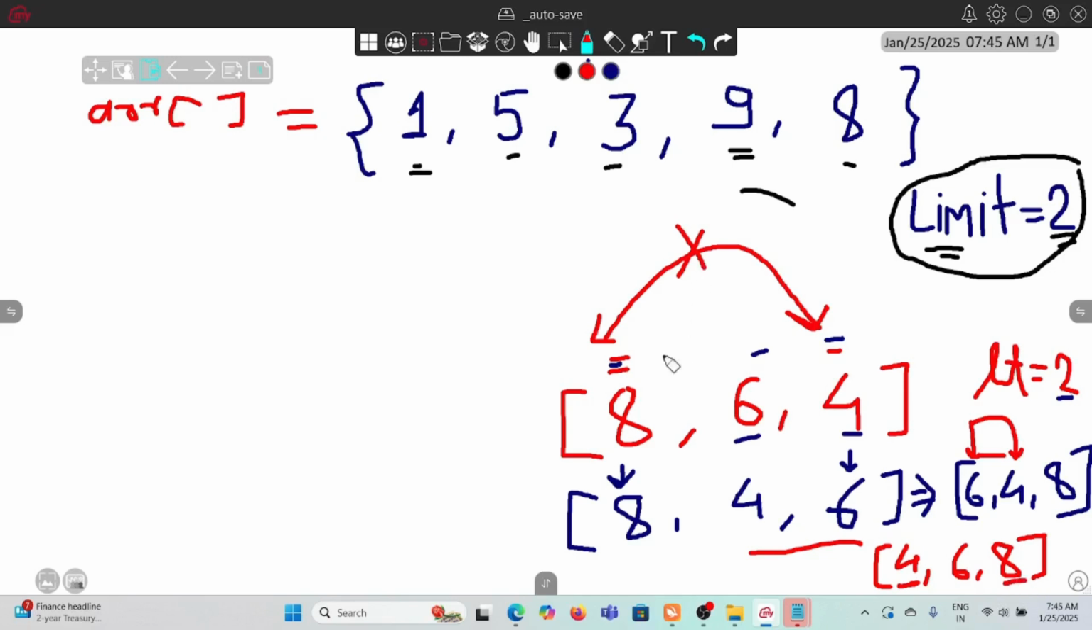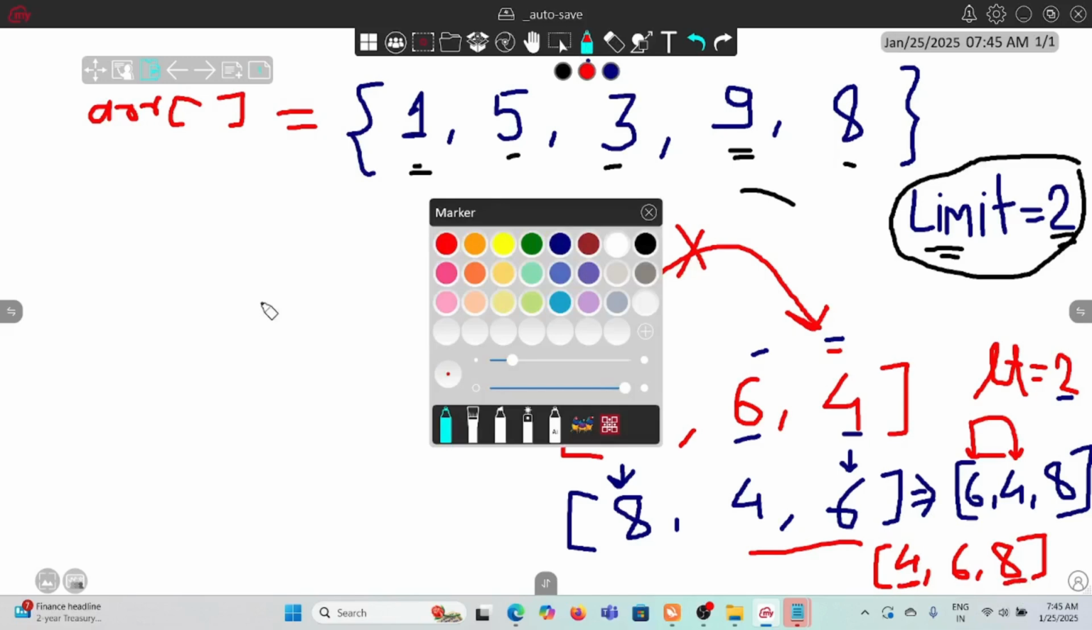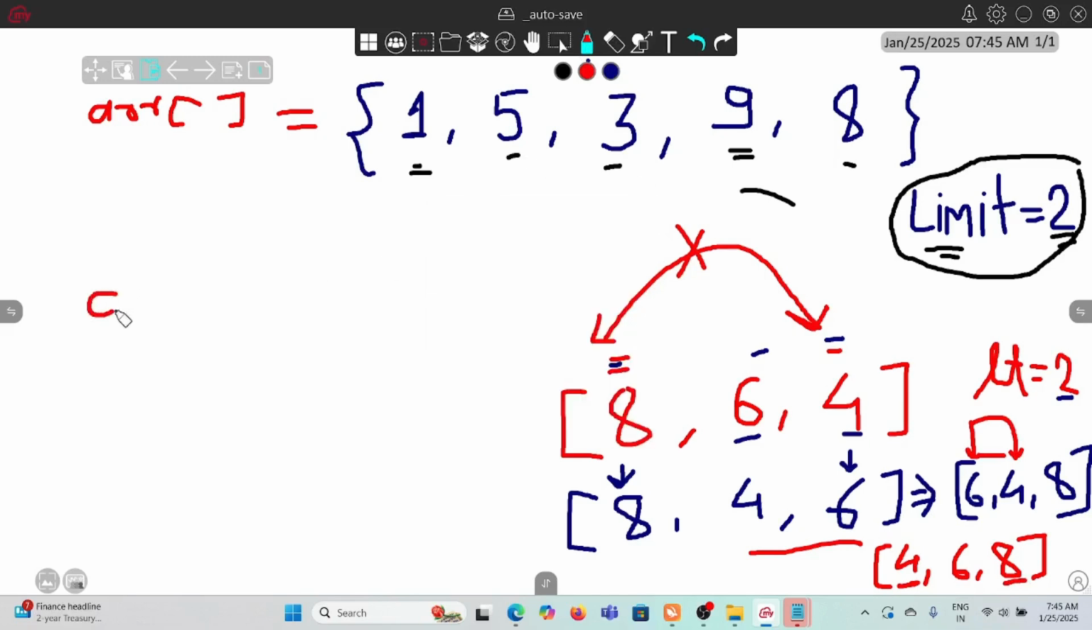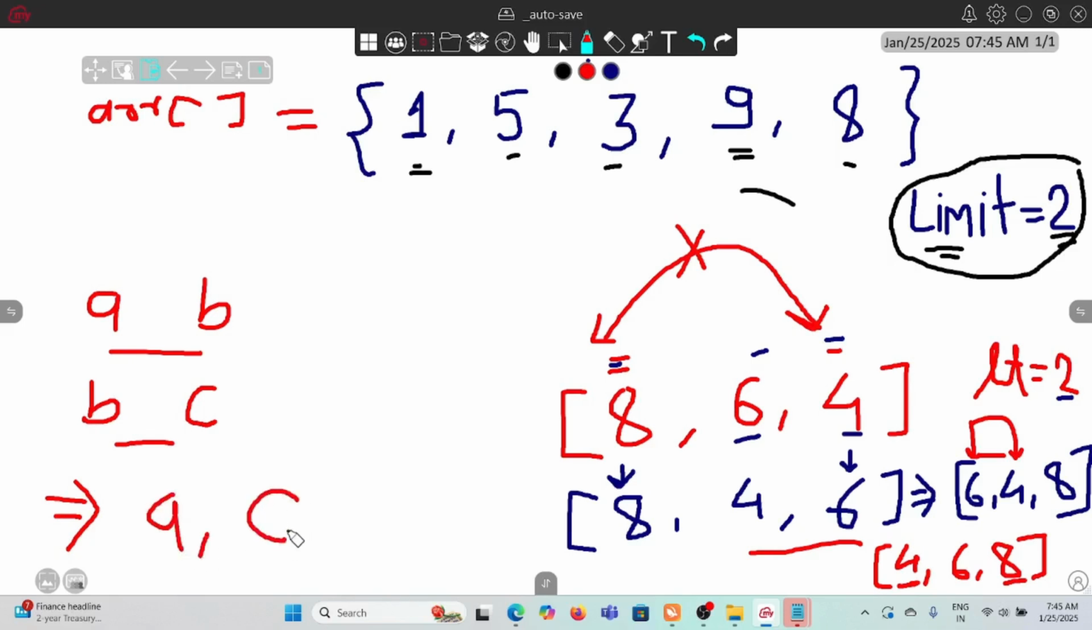Why I am saying all this is that we can say that if we can swap A with B, if they are in limit, and if we can swap B with C, if they are in limit, then based on this knowledge, A and C would also be swappable for the given limit. Okay, so now it should be clear. This conceptual knowledge we would be using in our solution. I will tell you how.